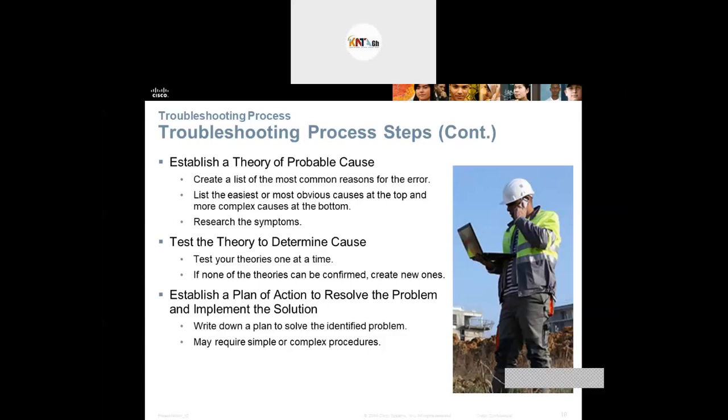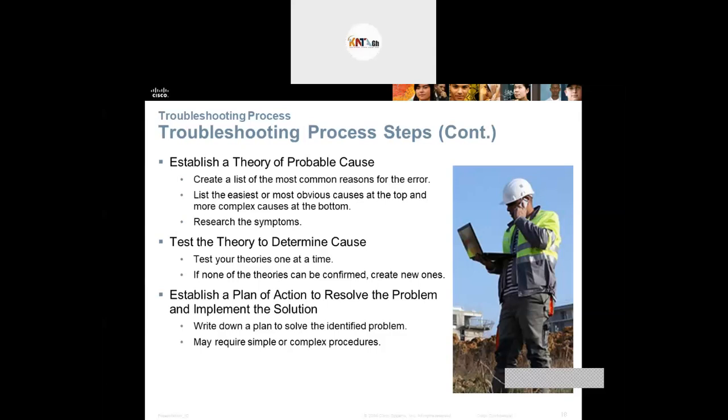The next thing you have to do is test the theory to determine the cause. After you have researched the symptoms, you test your theories one at a time. If none of the theories can be confirmed, create new ones. Then, after you have done that, you have to establish a plan of action to resolve the problem and implement the solution. So these are preventive maintenance procedures.